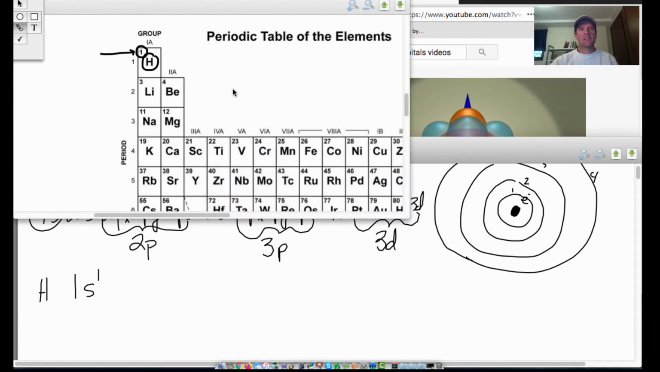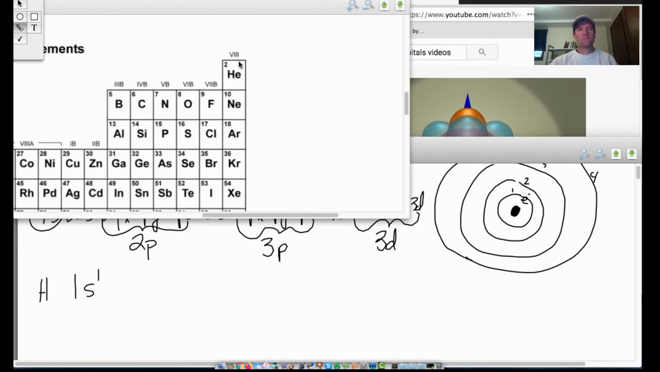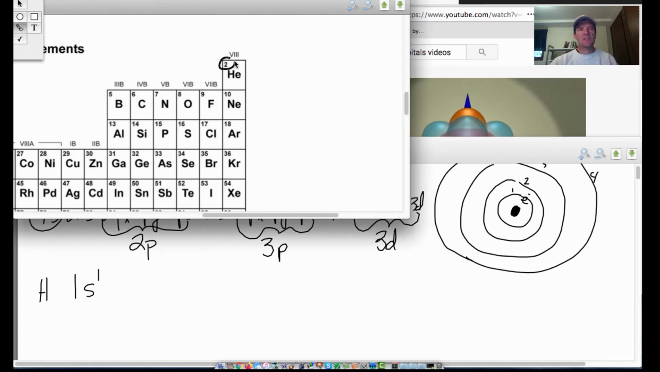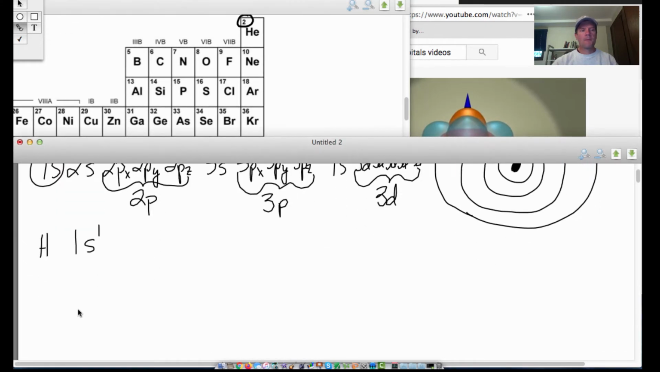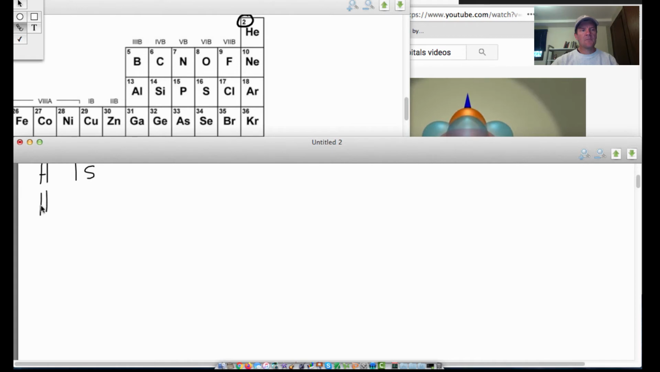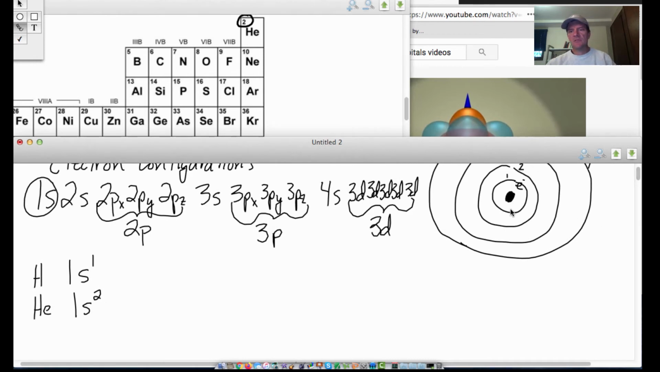Let's look at helium. Helium has 2 electrons. Helium, 1s2. What does that mean? It means you have 2 electrons in the 1st energy level occupying what shape? The s shape, the spherical shape.